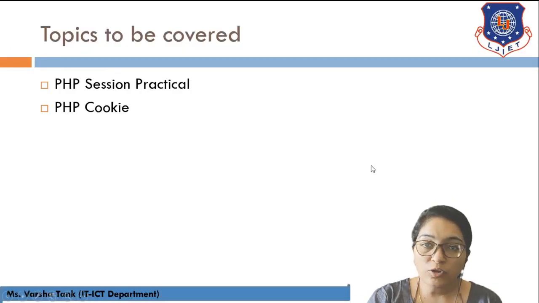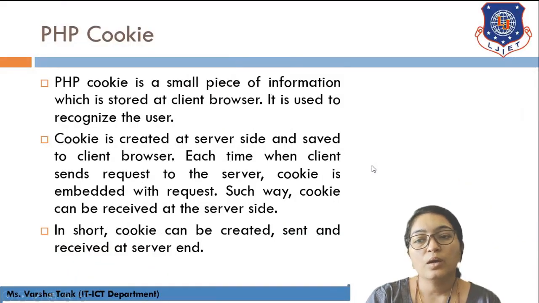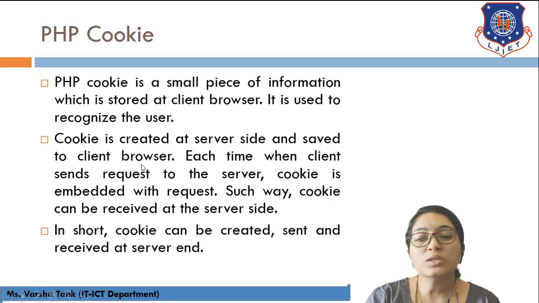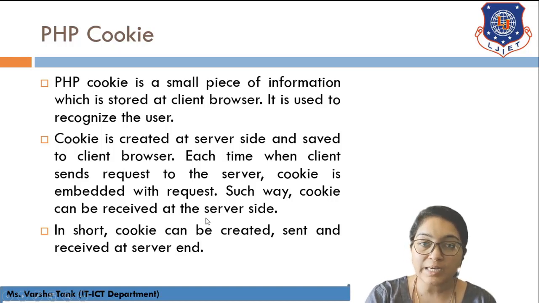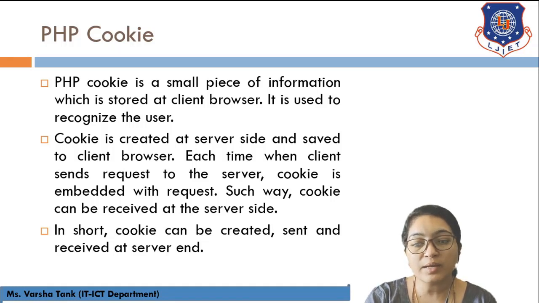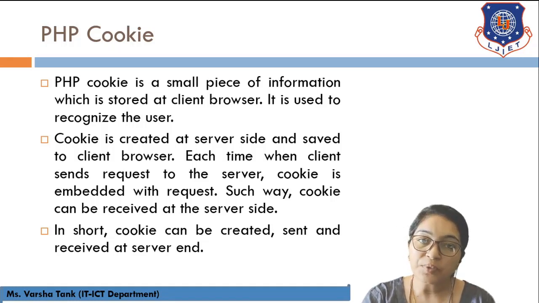Now let's see about the PHP cookies. So let's start about the PHP cookie. PHP cookie is a small piece of information which is stored at the client browser, and it is used to recognize the user. So cookie is created at the server side and saved on the client browser. So each time when client sends the request to the server, cookie is embedded with the request, in such a way cookie can be received at the server side. So cookie is created at the server side, but it is stored at the client side. In short, we can say cookie can be created, sent, and received at the server end.